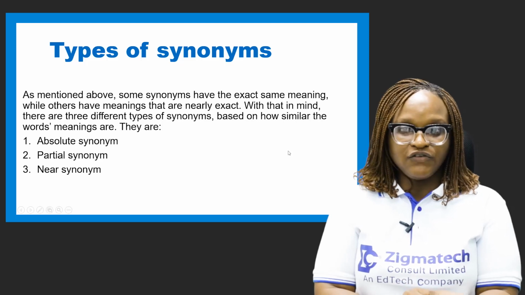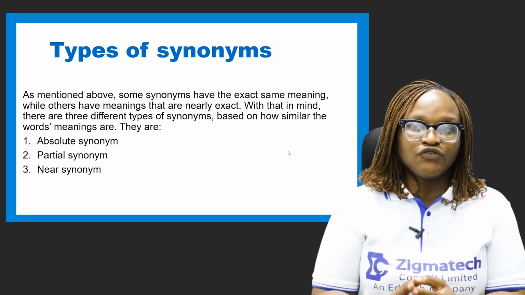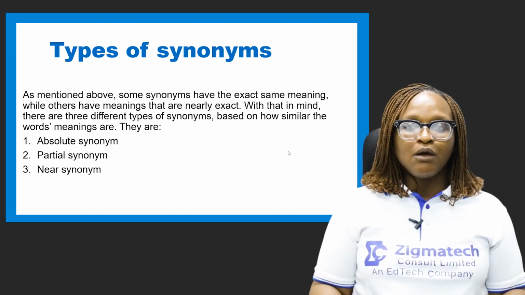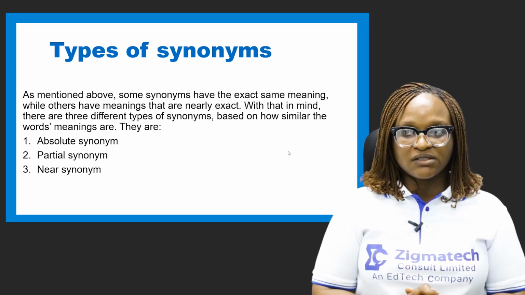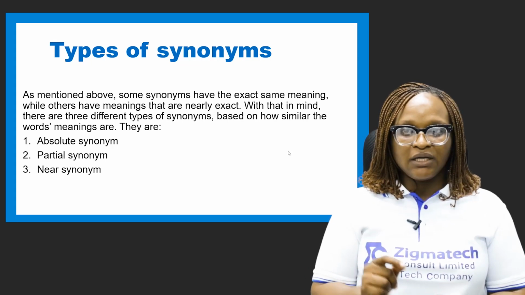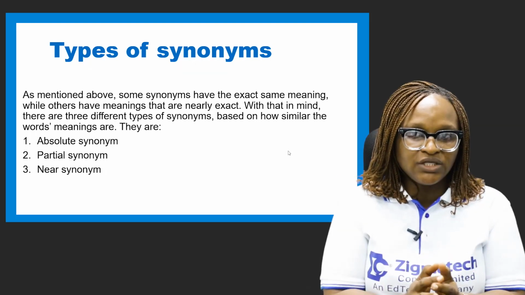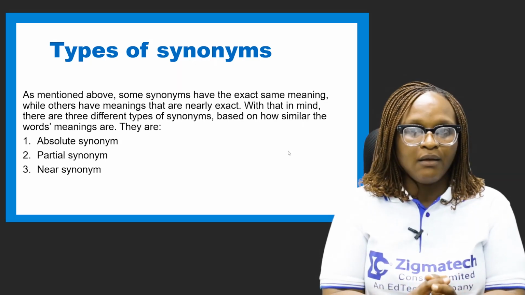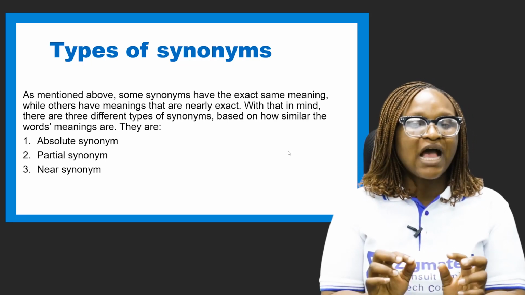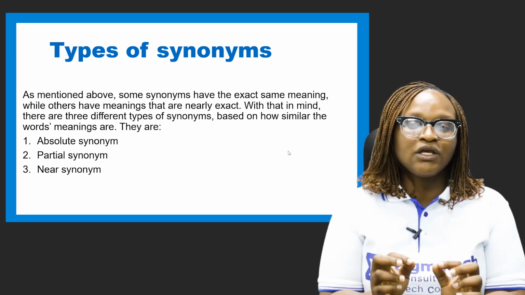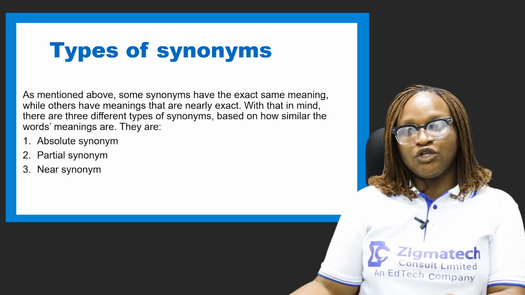Now, types of synonyms. Basically we have three types of synonyms. As mentioned above, some synonyms have the exact same meaning, while others have meanings that are nearly exact. With that in mind, there are three types of synonyms based on how similar the words' meanings are. So we are looking at absolute synonyms, partial synonyms, and near synonyms.